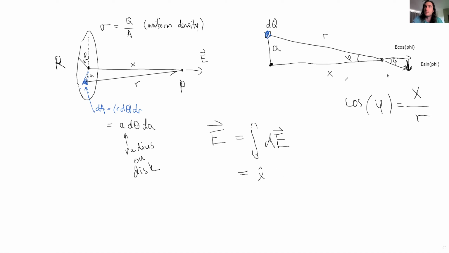x is fixed in this problem because the disk is always a distance x away from its center to the point P. This is the point P. So x never changes; no matter where we are on the disk, x remains constant. So we'll put an x hat here to account for the direction. And then we're going to have to integrate twice. Why do we integrate twice? Well, we have a theta that we have to integrate over, and we have an a that we have to integrate over.